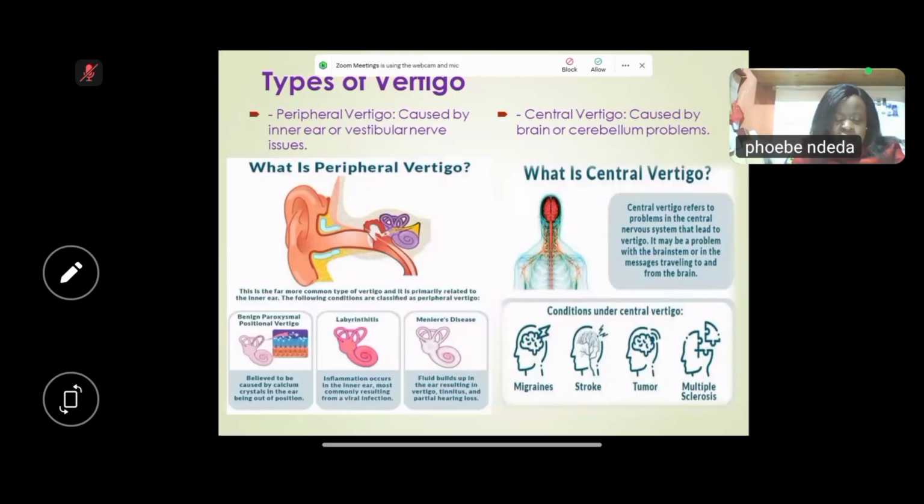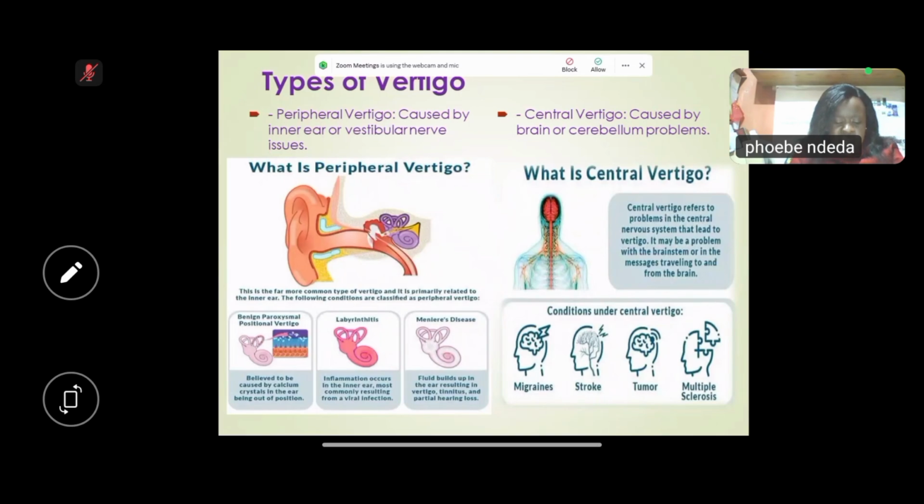Another type is migraine-associated vertigo. We have some individuals experiencing vertigo episodes during or between migraine attacks, often referred to as vestibular migraine. So if you have a migraine and you have a vertigo attack, we say you have a vestibular migraine attack.